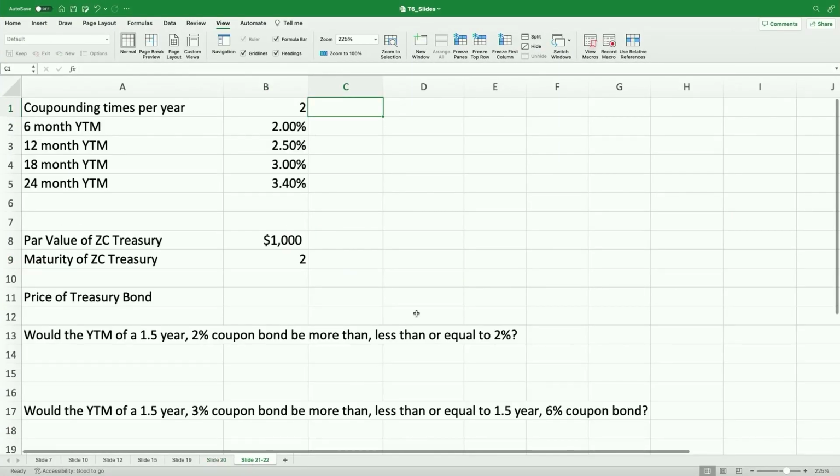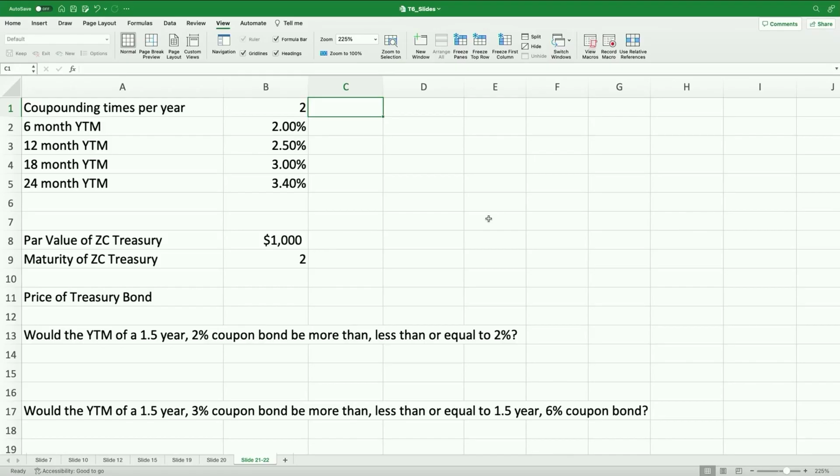I'm on the last tab. All right, and we have the information below. Here is that table of yield to maturities. The 6-month yield to maturity, 2%. The 12-month yield to maturity, 2.5%. The 18-month yield to maturity, 3%. And the 24-month yield to maturity of 3.4% for all of our treasury strips. These are our zero coupon treasury bonds. Remember, all these rates are APRs with semi-annual compounding. So they're compounded twice per year.